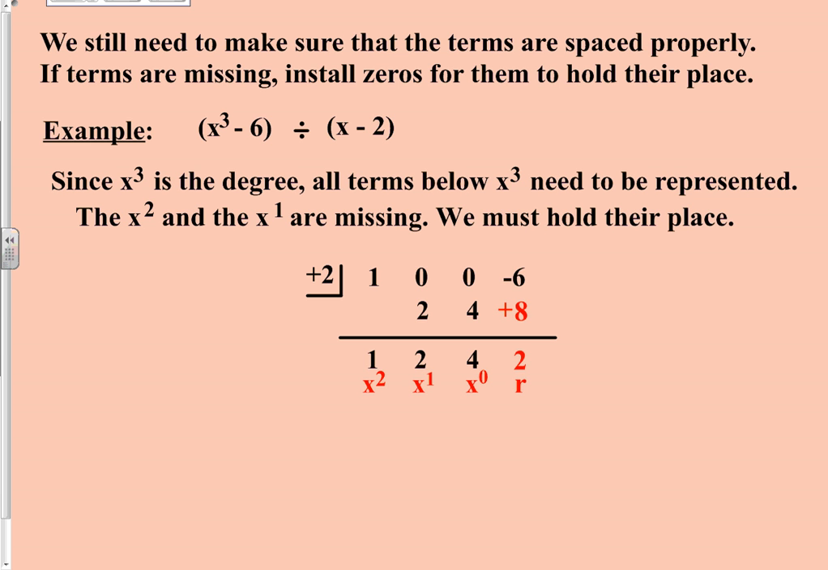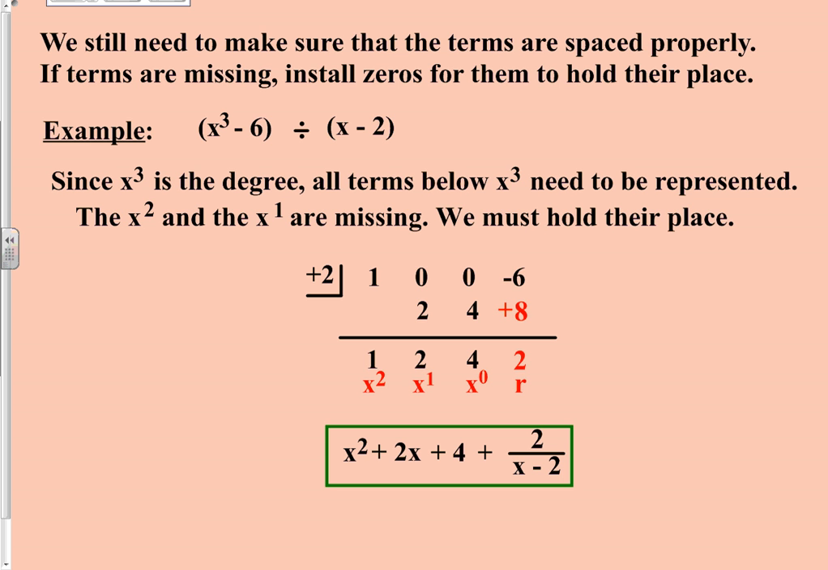And the answer obviously is we have 1x squared, we have 2x to the first, we have 4x to the zero, and our remainder was 2 out of x minus 2. So when x cubed minus 6 is divided by x minus 2, it goes in x squared plus 2x plus 4 times, and then it got in 2 out of x minus 2 times. So it got in another fraction of a time.